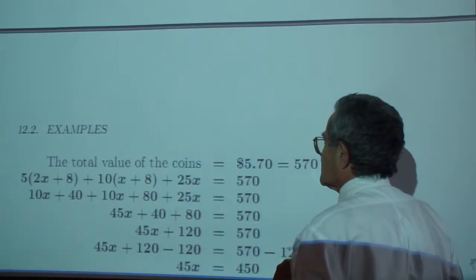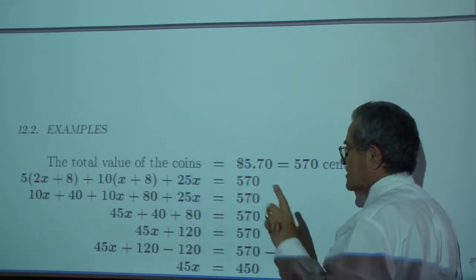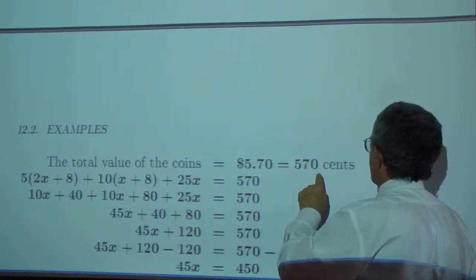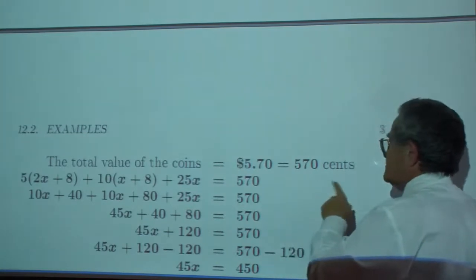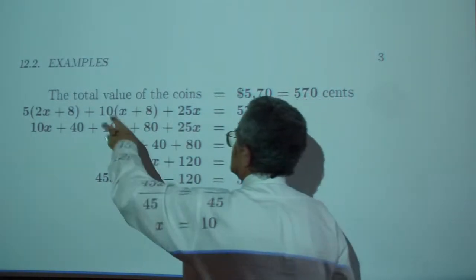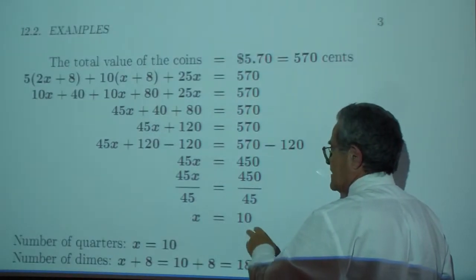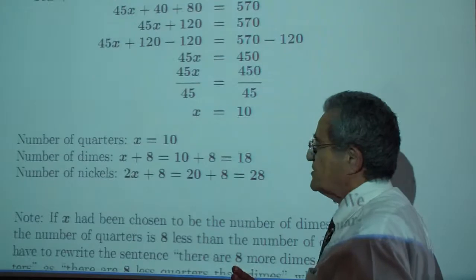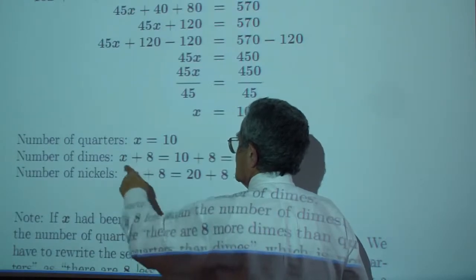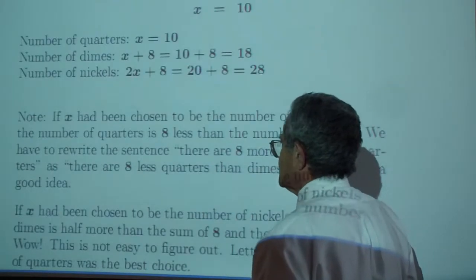Now the equation: the total value of the coins is $5.70. But be careful. You work with cents on the left, you must work with cents on the right. So you must convert the $5.70 to 570 cents. And then you work out the equation, you distribute, you combine like terms, you subtract 120, divide by 45, x is equal to 10. You're not finished. You need to say you have 10 quarters, you have 18 dimes, and you have 28 nickels.